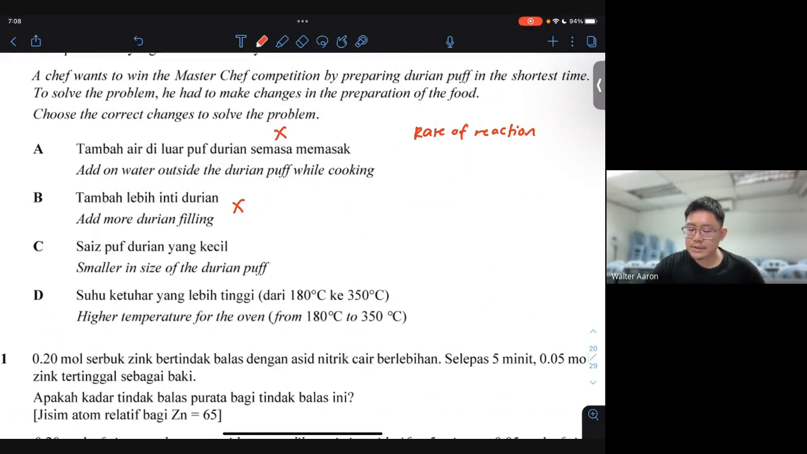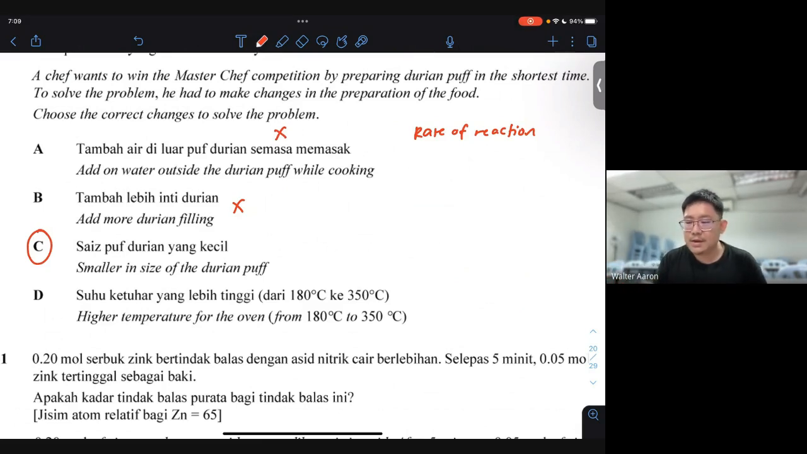However, I would prefer to use a smaller size of durian puff. Why? Because we are going to make sure that the durian puff is cooked evenly among all the durian puff. If you increase a higher temperature in the oven, you may burn the pastry. I mean, this is technically chemistry as well as a little bit of culinary lesson, you know, in a way.